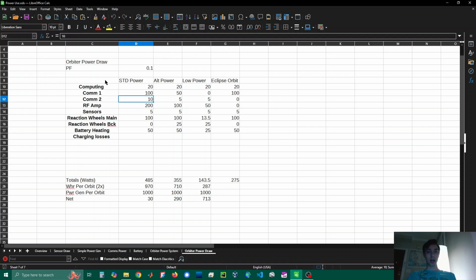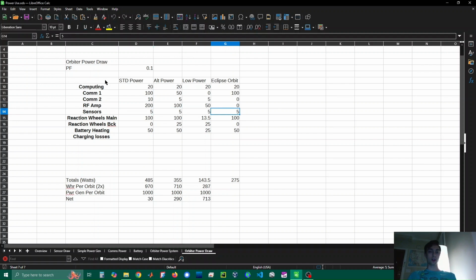So COM2, it's much lower power. It's only a 10 watt transmitter. And again, it goes to 50% at all power. RF amp at full tilt is 200 watts at this moment. Again, 50% reduction. And at low power, it does quarter reduction. So it's only at 50 watts.